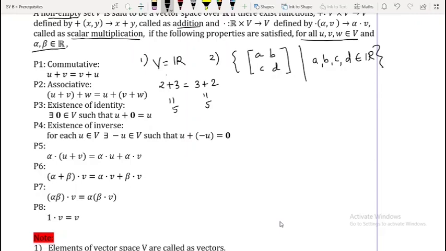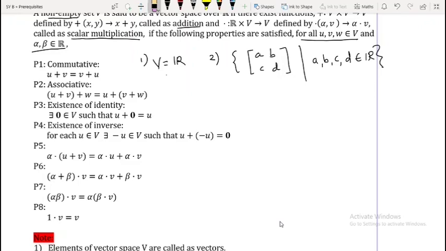The second one is associative. What do you mean by the associative property? See, (u plus v) plus w should be equal to u plus (v plus w). Note, brackets are given over here. First of all, we are going to add u plus v, and then we are going to add w to it. On the right hand side, first of all we will find v plus w, and then we are going to add u to it. We should get the same answer for the left hand side as well as the right hand side.